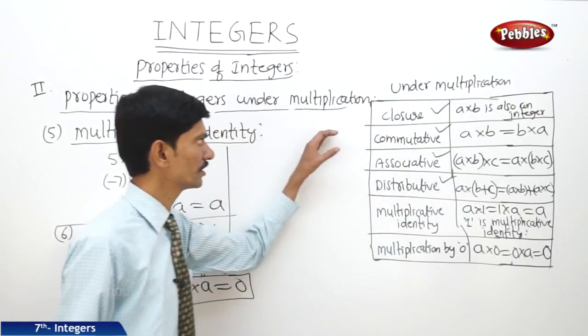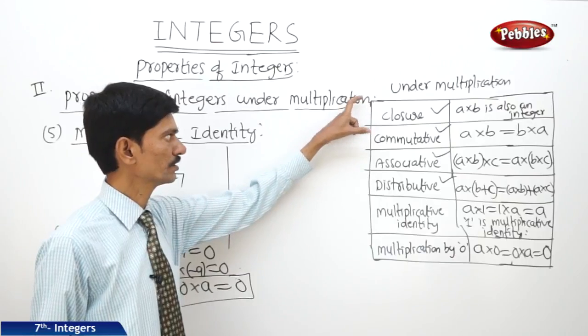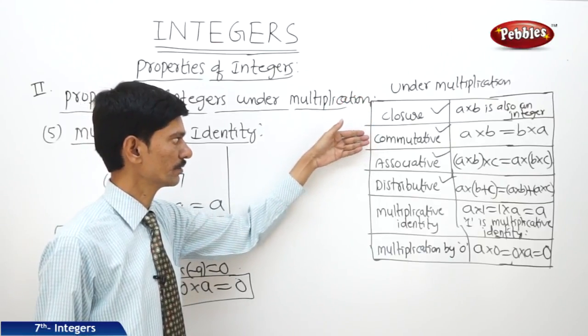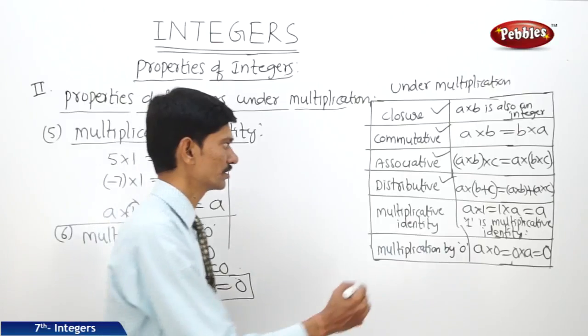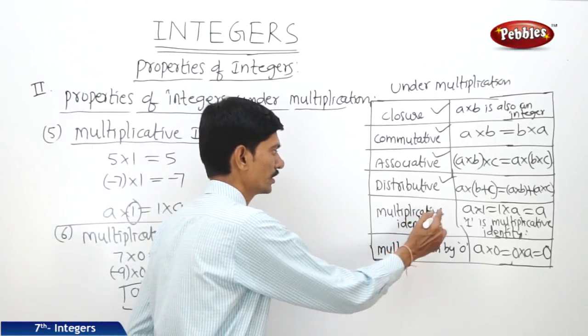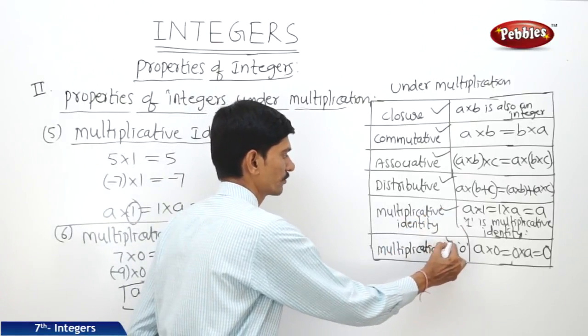So these are the properties under multiplication: the closure property, commutative property, associative property, distributive property, the multiplicative identity, and also multiplication by 0.